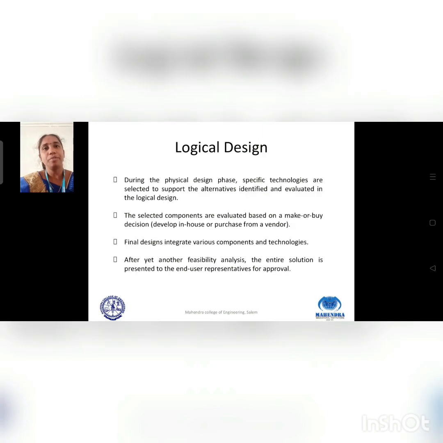Next one, information system logical design. During the physical design phase, specific technologies are selected to support the alternatives identified and evaluated in the logical design. The selected components are evaluated based on a make or buy decision. Make or buy decision means develop in-house or purchase from a vendor. Final designs integrate various components and technologies. After it, another feasibility analysis, and the entire solution is presented to the end user representatives for approval.